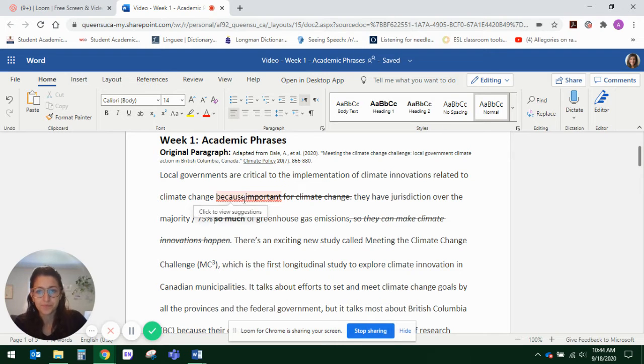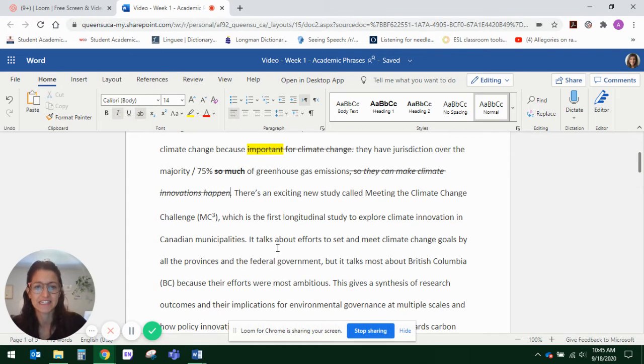So now, if I reread this sentence, it's going to present a much clearer, stronger idea right from the beginning. Local governments are critical to the implementation of climate innovations related to climate change because they have jurisdiction over the majority of greenhouse gas emissions. That sets the tone for my paragraph in a much clearer and more direct way because I've gotten rid of those vague, unclear modifiers and replaced them with more concrete terms.